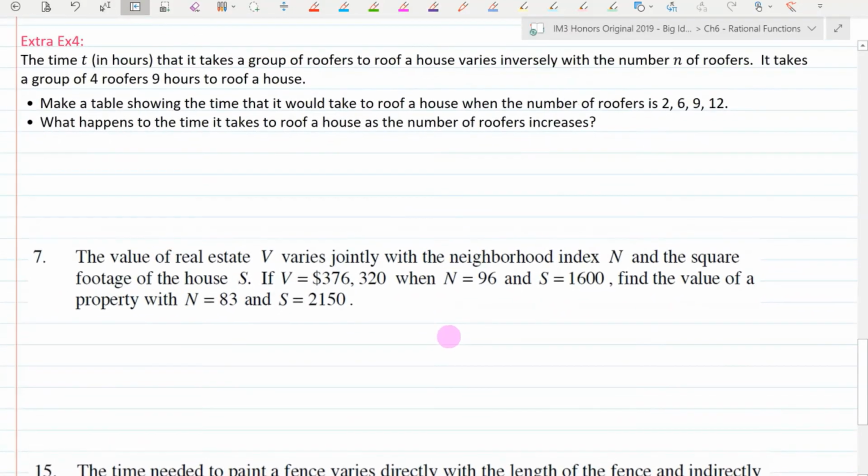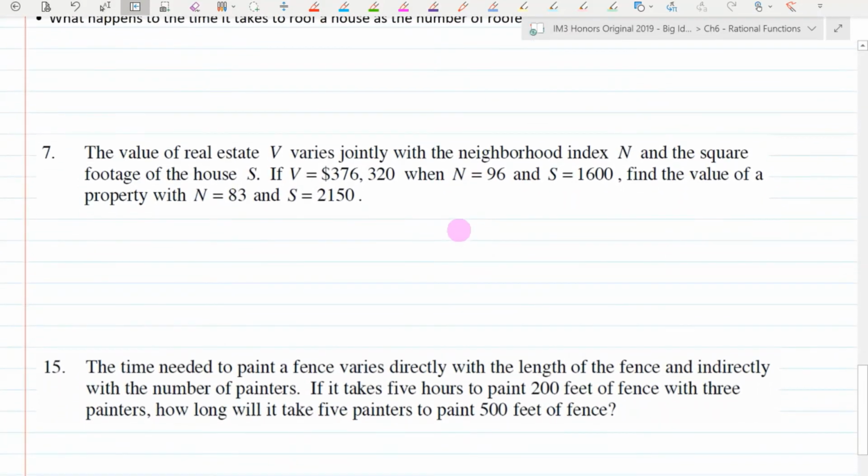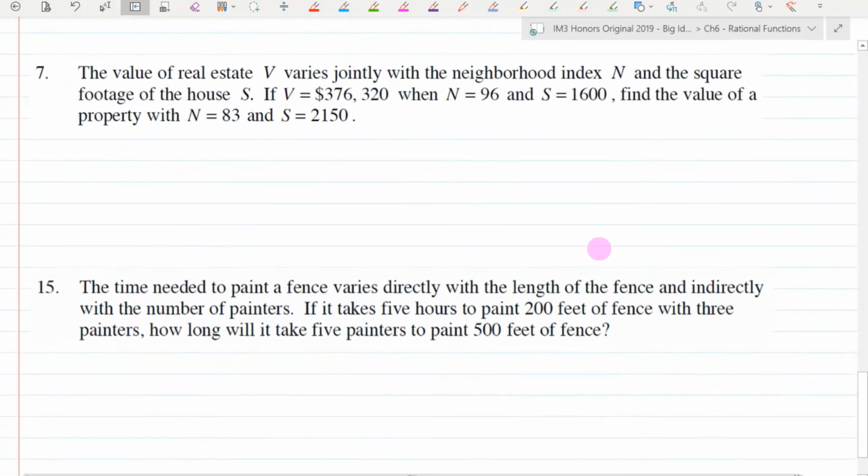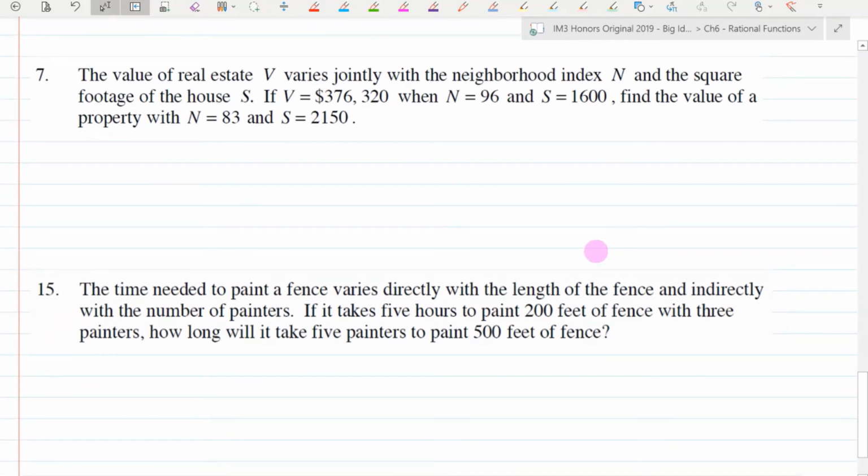All right, so now I'm going to be doing 3 problems from your homework. You have a homework paper, a worksheet that I'll either send you digitally or give to you in class, depending on how it goes this year. And we're going to do 3 problems to start off so you can see what I would like you to do. Okay, number 7, the value of real estate, so they use letter V, varies jointly.